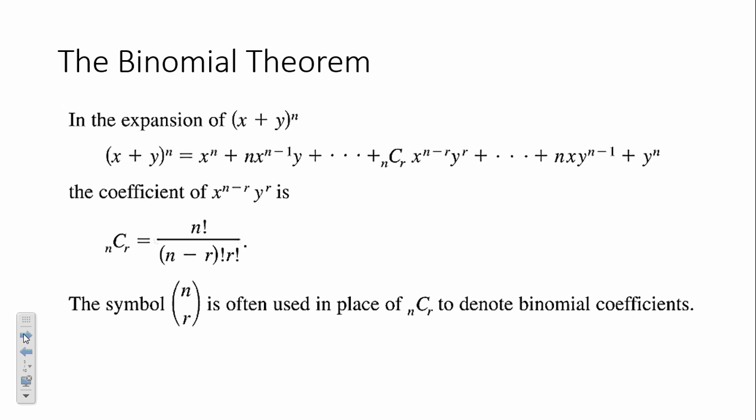And the combination of n with r is going to be denoted as n factorial over n minus r factorial times r factorial. And we often use this symbolism to replace this for the binomial coefficients.